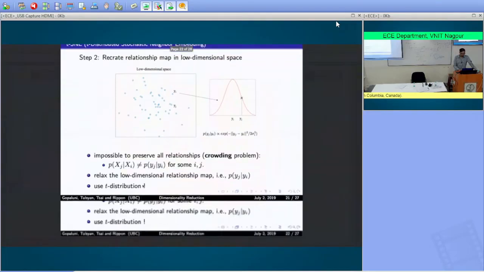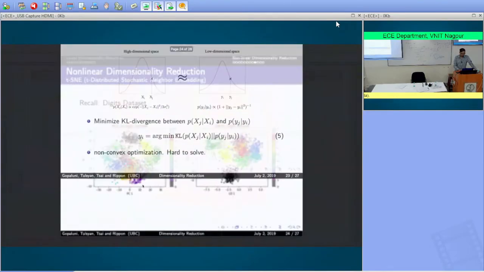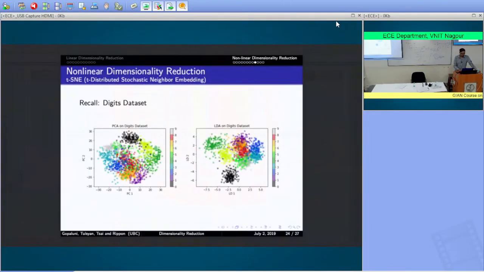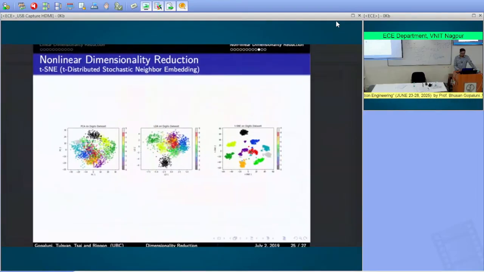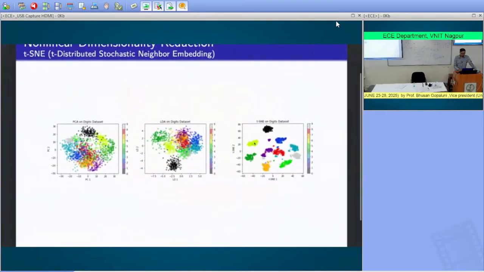Okay, I'm going to skip some of this and go directly to my example. So PCA on the digits data set, you've seen this before. LDA, slightly better on the digits data set. Now let's see what happens when you use TSNE on the digits data set. The separation between different classes is much clearer, right?